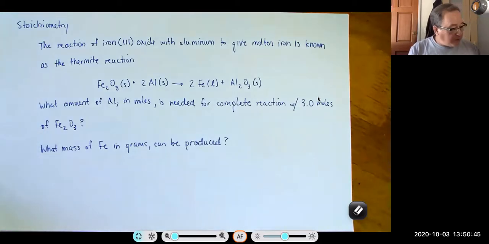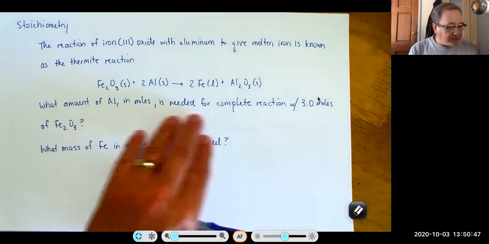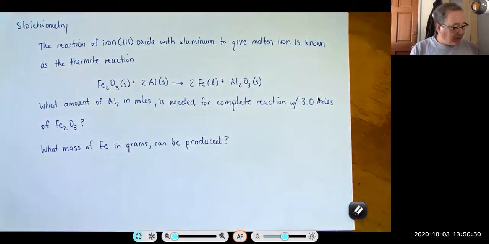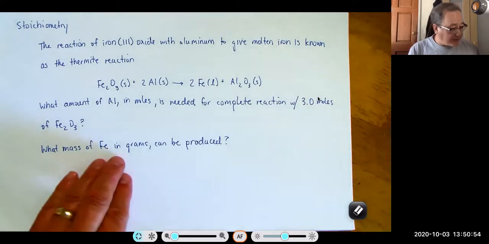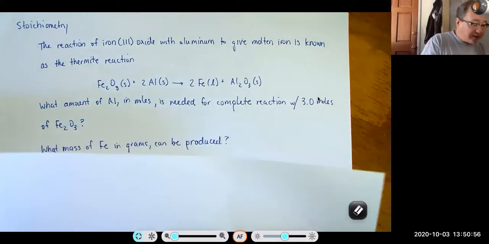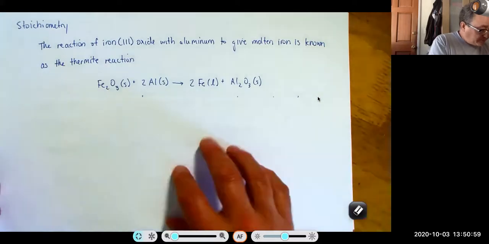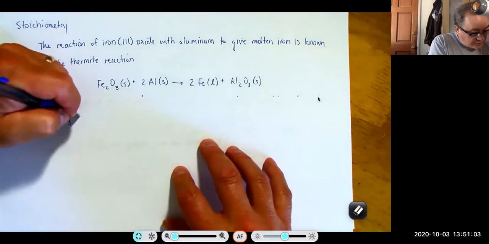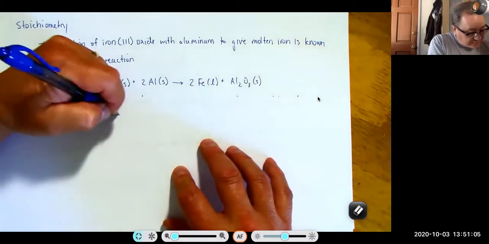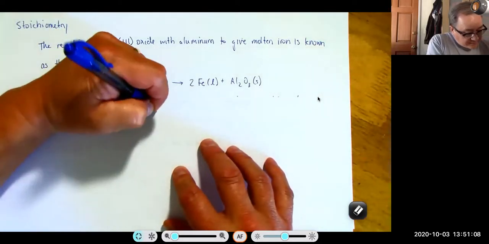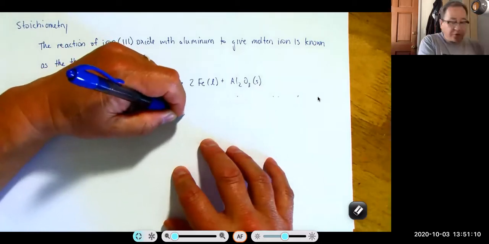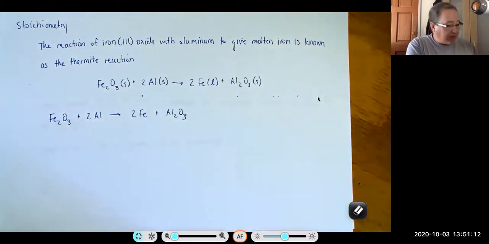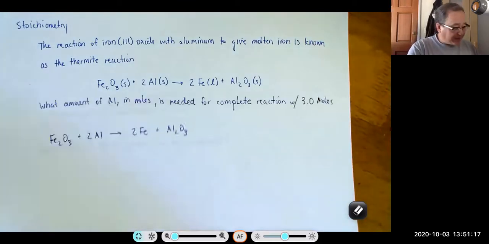Okay, what amount of aluminum in moles is needed for the complete reaction of 3 moles of iron(III) oxide? And what mass of iron in grams can be produced? So let me rewrite the reaction. Fe2O3 plus 2 aluminum gives you 2 Fe plus Al2O3. You'll notice I've left the states off, and the reason is they kind of get in the way, and we're not asked about the states.